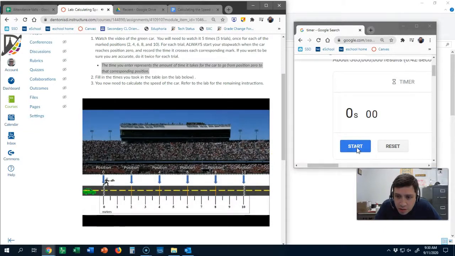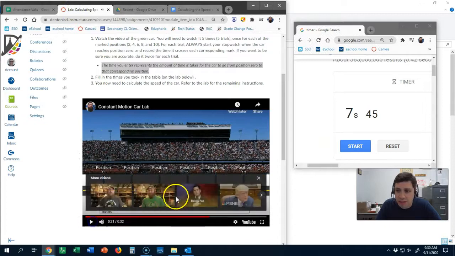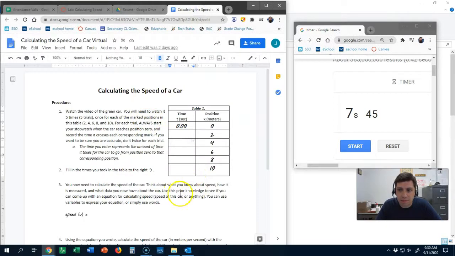So we would start it right there. Let the timer run. The car moves, and we're going to stop it at position 4, right? So 7.45, and yours would be slightly different, but that would be the time I would put in this slot. You're going to do the same thing all the way down: stop the clock at position 6, 8, and 10, and you'll have these times in here.